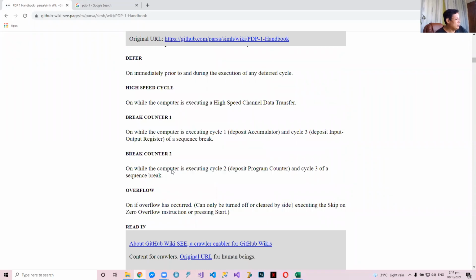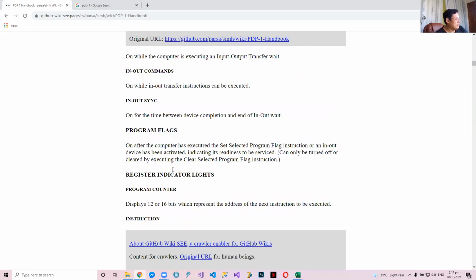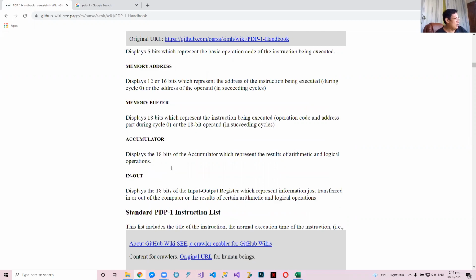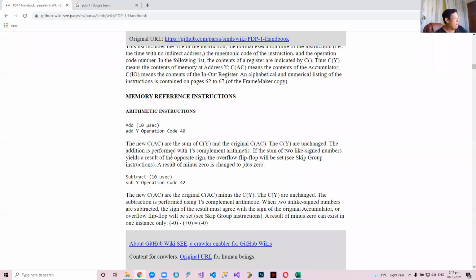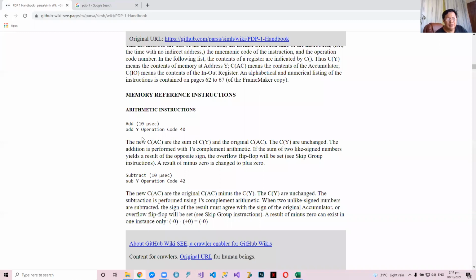Okay. So what I'd like you to look at is the set of instructions. This is the handbook. So, for example, in the IAS, you have add m of y. Do you follow? In the PDP-1, you will have add y. Okay? The m is omitted, but it's the same. The contents of AC are the sum of the contents of y plus the original contents of AC. Okay? So it's just a different vocabulary.